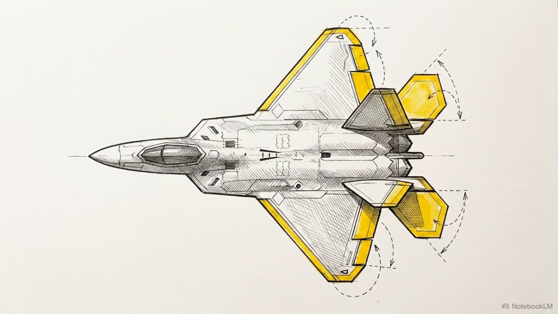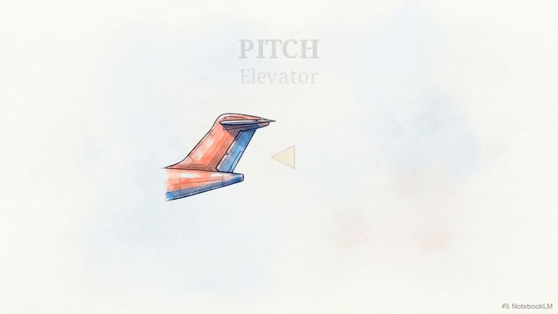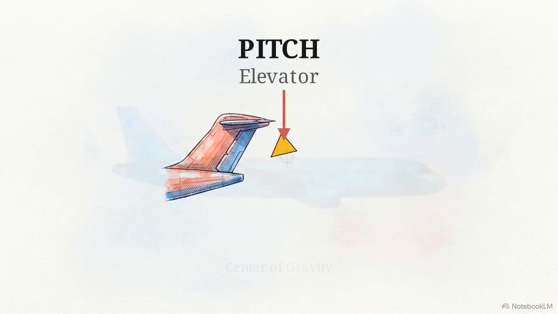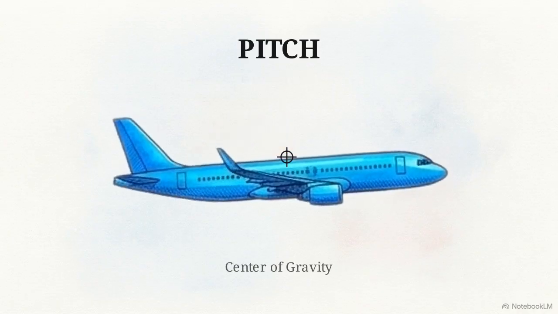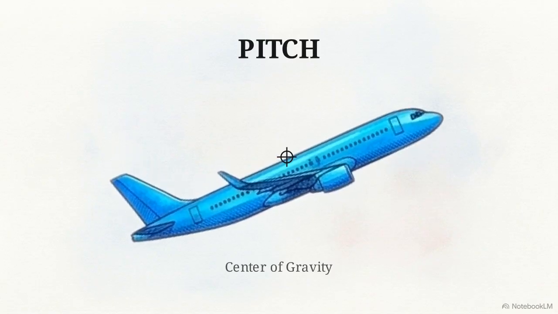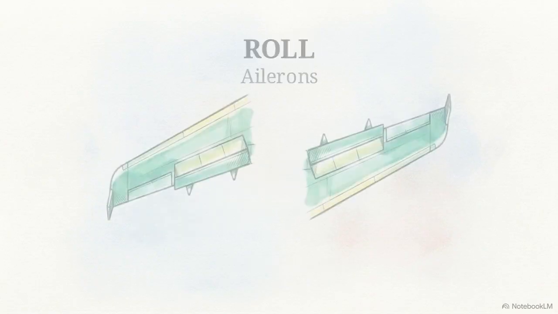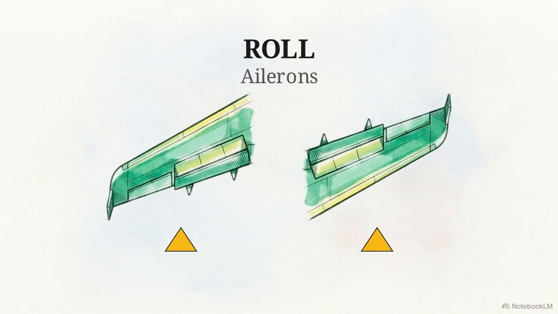To change direction, a pilot must purposefully disrupt this built-in stability using 3 primary aerodynamic control surfaces. Pitch is controlled by the elevator on the horizontal tail. When it deflects, it changes the tail's lift, creating a force that leverages the aircraft's nose into a climb or a dive.